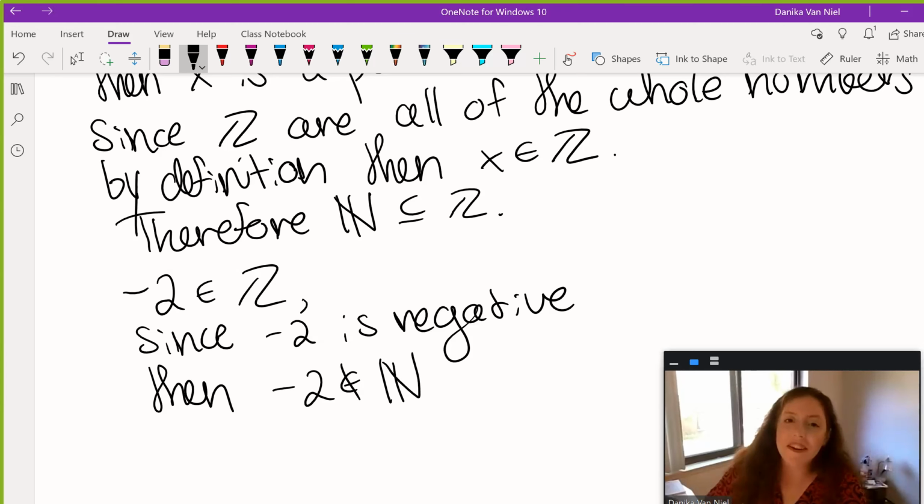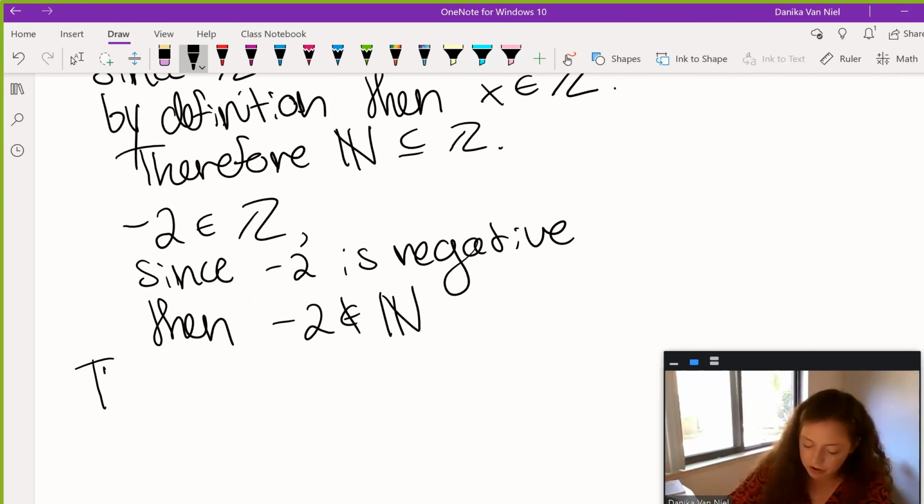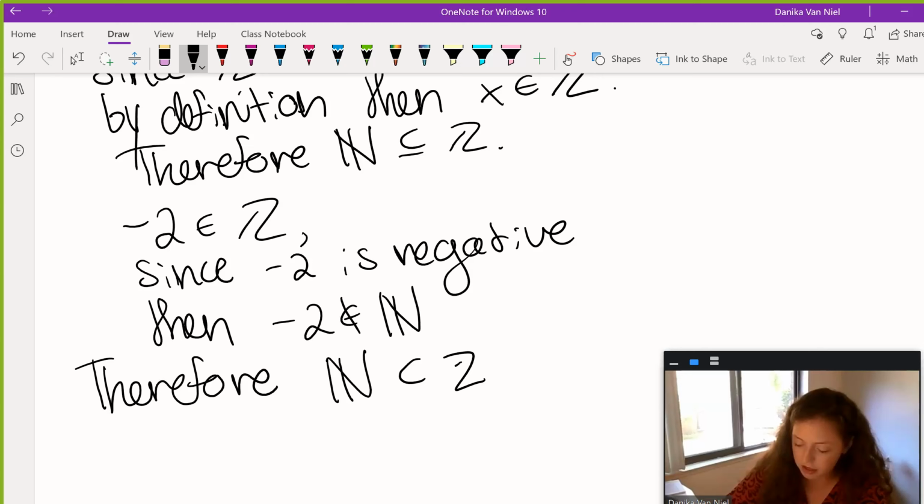But remember, later on, you might be talking about two sets and they're just insane, it might not be kind of silly like this. So I just want to build good habits and show you some things while it's still very comprehensible. Therefore, the naturals are a strict subset of the integers. And you always want to write a conclusion, please. Always, always, always.